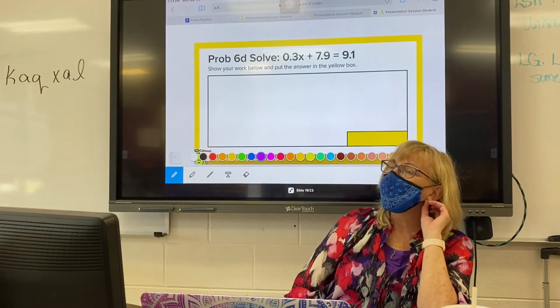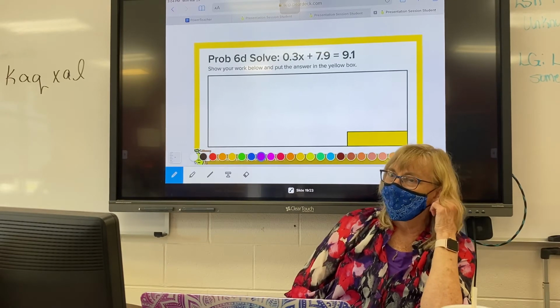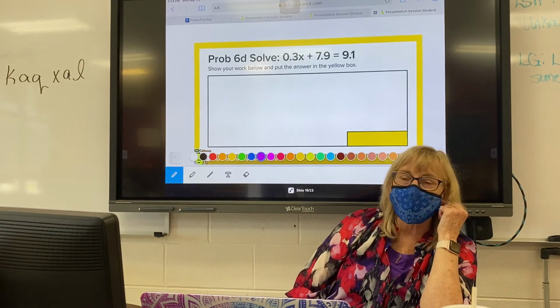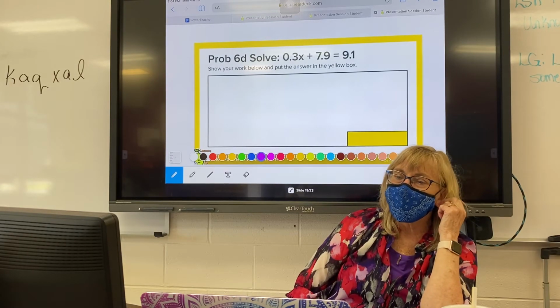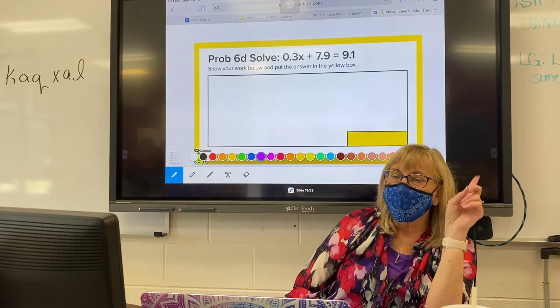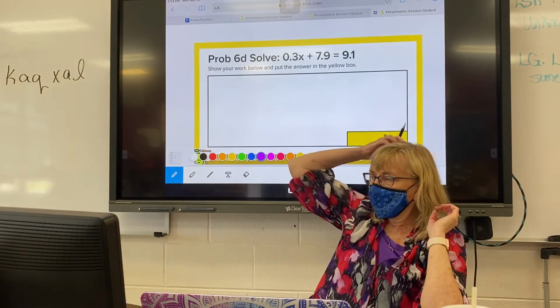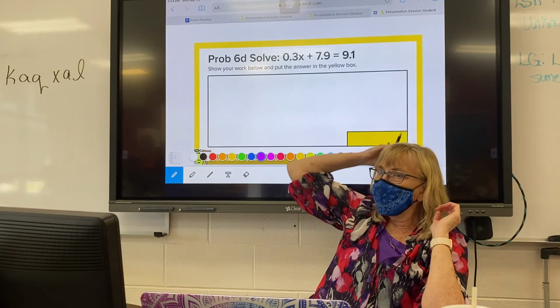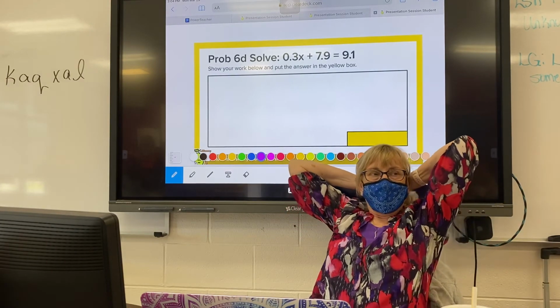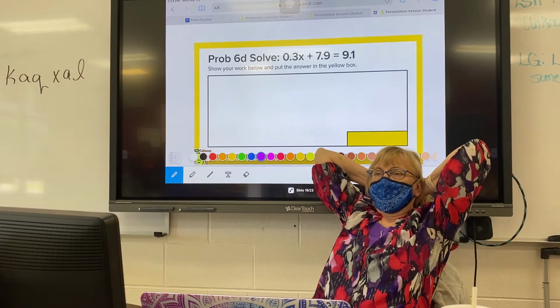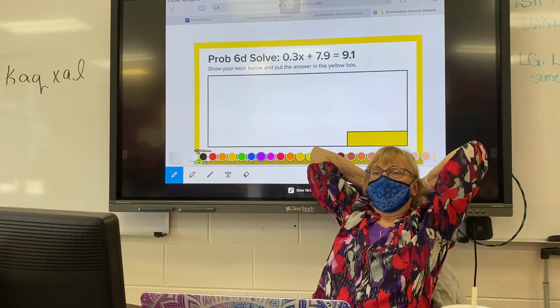Now we're not doing fractions, we're doing decimals. The process is exactly the same. Go ahead and do it. Ask yourself those questions. Do you see subtraction? Do you see parentheses? Do you have the variable by itself? So what do you have to do to get the variable by itself?